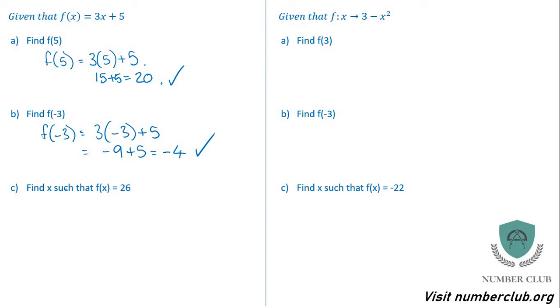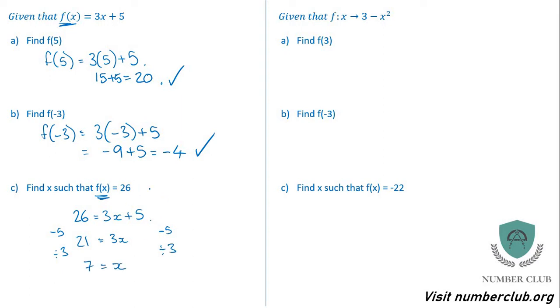This question is a little bit different. It says find x such that f of x equals 26. So this chunk here is going to swap with this chunk up here. So we're going to know that 26 is equal to 3x plus 5. So we'll take 5 off each side. And we'll end up with 21 equals 3x. And we'll divide through by 3. And we'll find that 7 is equal to x.